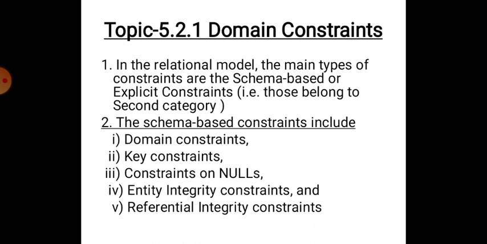The schema-based constraints include domain constraints, key constraints, constraints on nulls, entity integrity constraints, and referential integrity constraints. Students, in simple terms, constraints means conditions or limits that are put regarding the values that can be taken as far as developing a relational model is concerned. So today, out of the five schema-based constraints, we shall take up the first category, that is domain constraints.